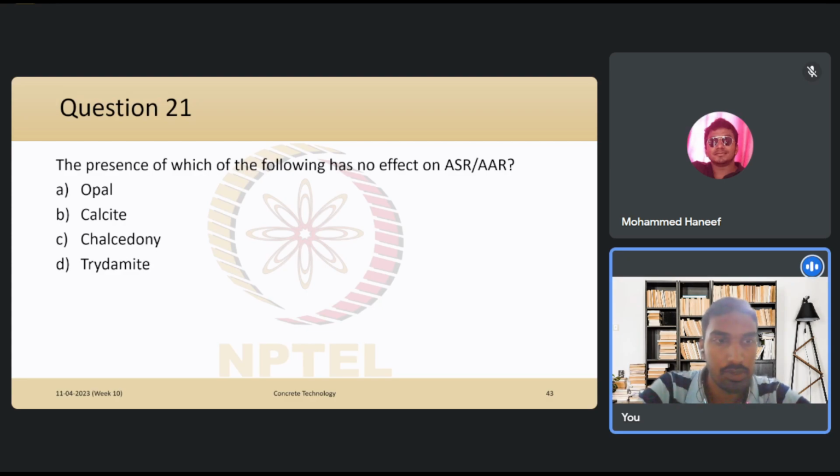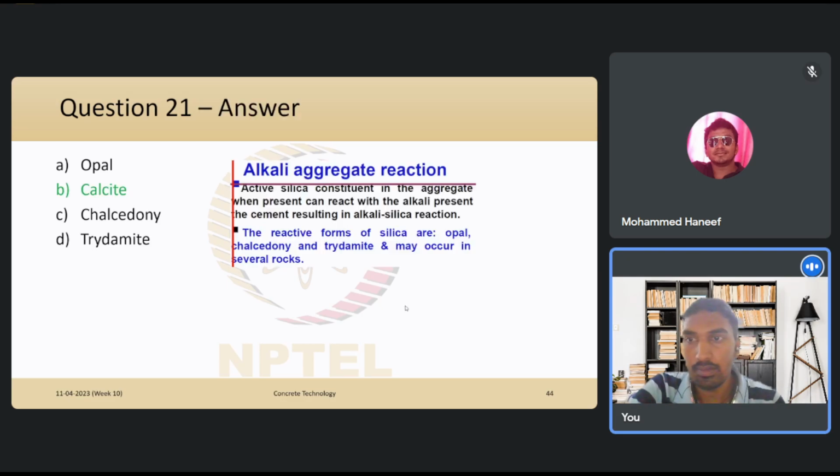We have one vote for option B, calcite. Okay, so the right option is B, it is calcite. Okay, so what are we looking at?